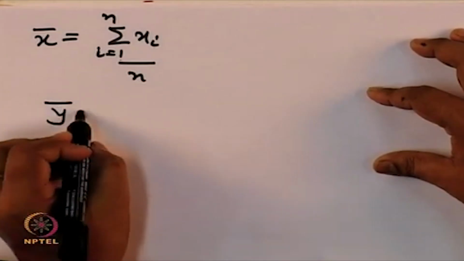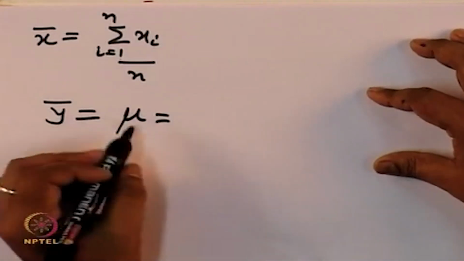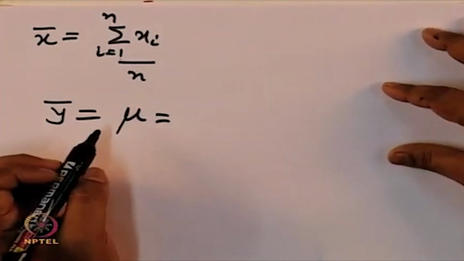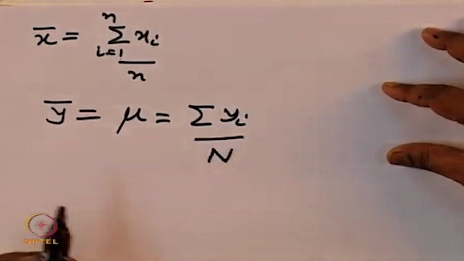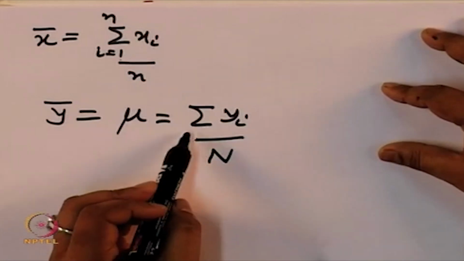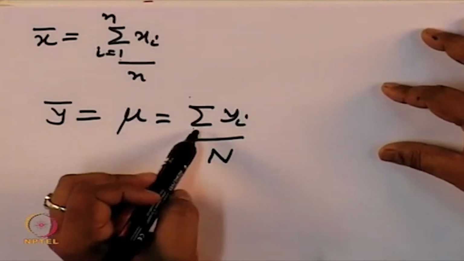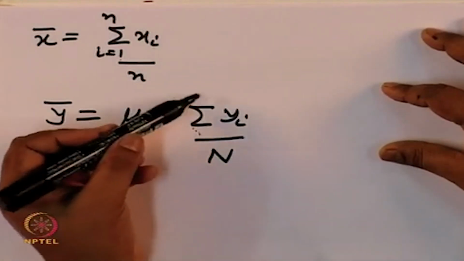Similarly, I can define my population mean. Typically mu is the term used for the population mean. It is similarly the summation of yi divided by capital N. Many times you will see we just put the summation sign without writing the limits, but it is understood that when we do not put the limits, it is from the first value to the last value.